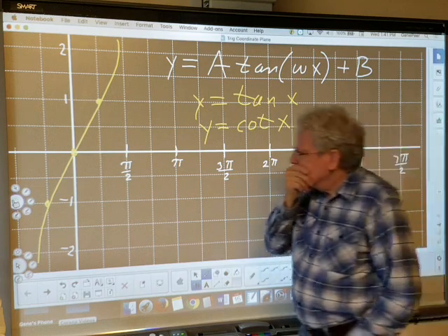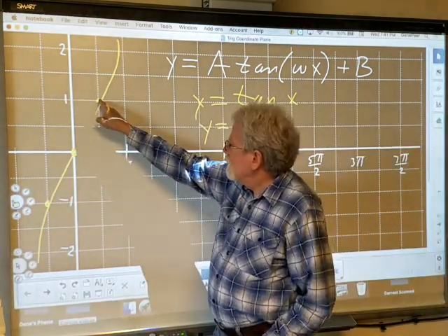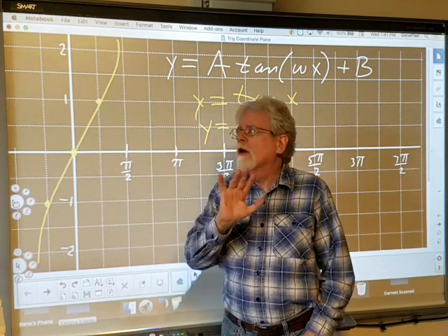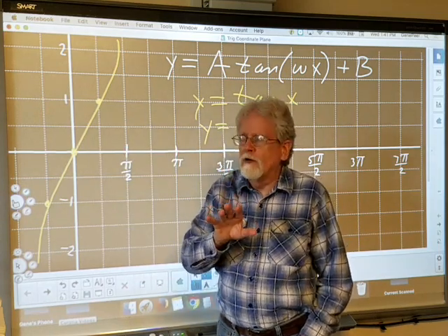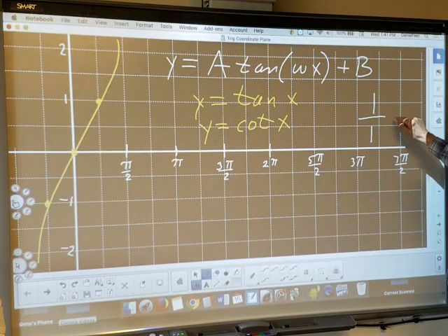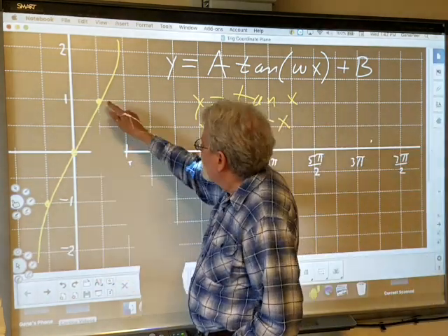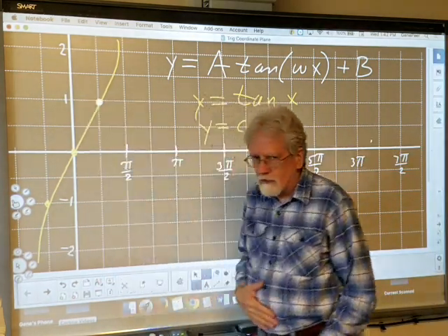Well, first of all, let's do it in white. What's the reciprocal of 1? Take a 1 and flip it upside down. The reciprocal of 1 is 1. 1 is its own reciprocal. So it still passes through this point.